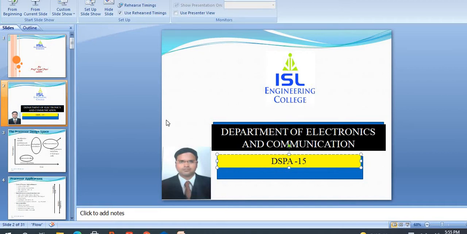In today's session of digital signal processing and application class, we are proceeding with the concept of analyzing the functions by using its processing functionality. So let us see what else we have covered in the previous session.